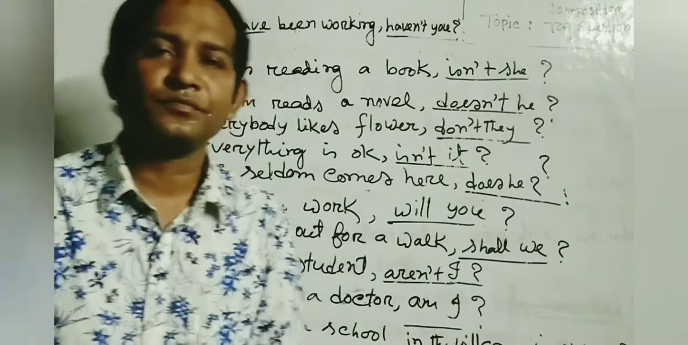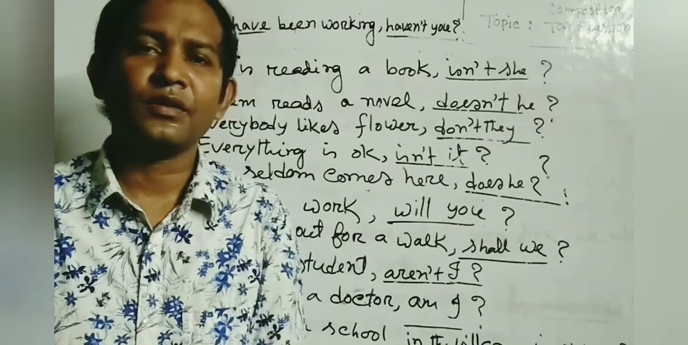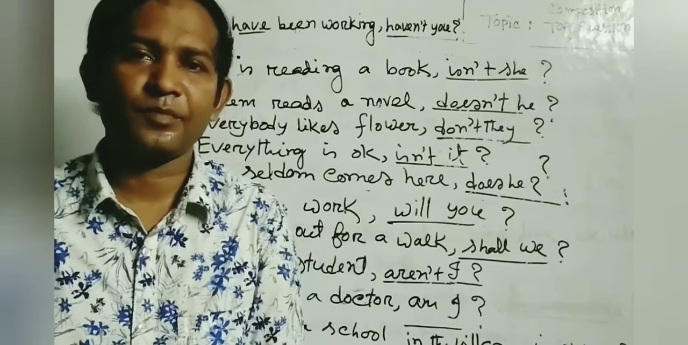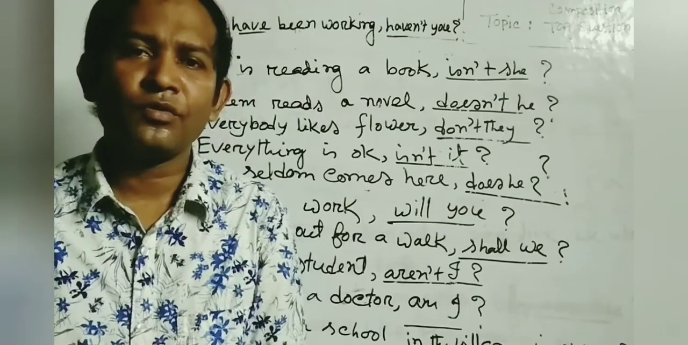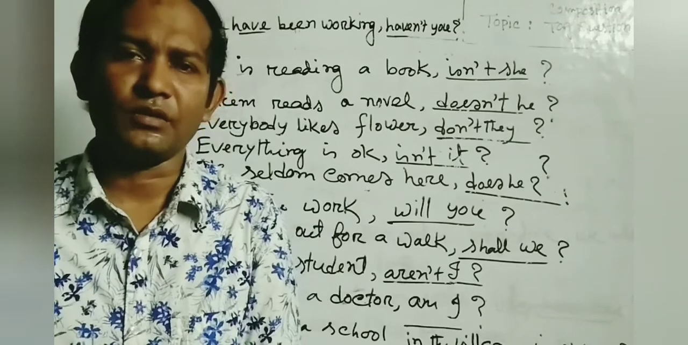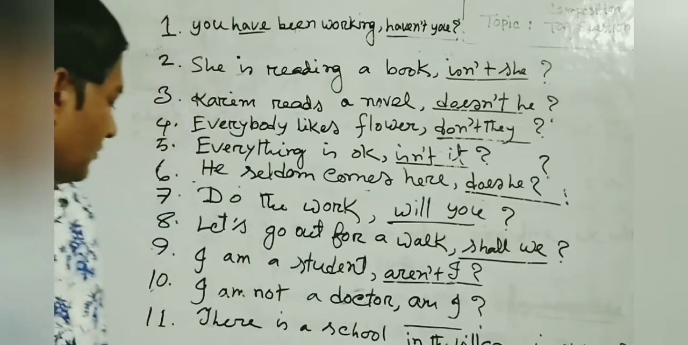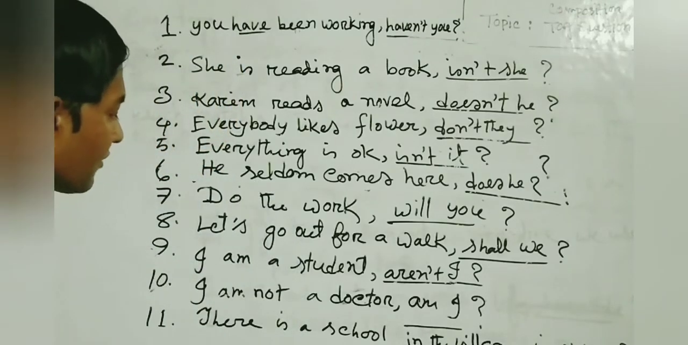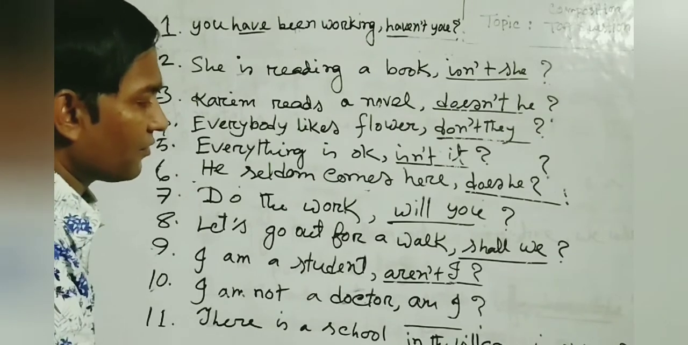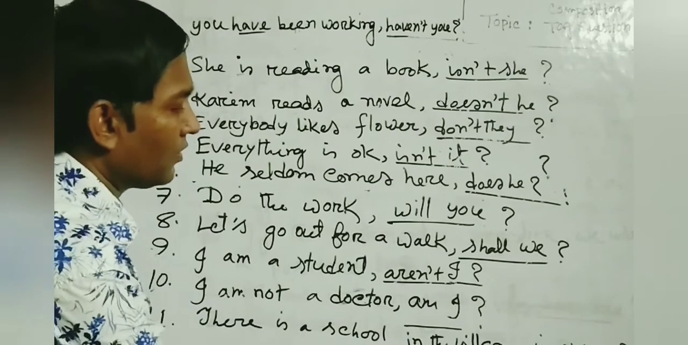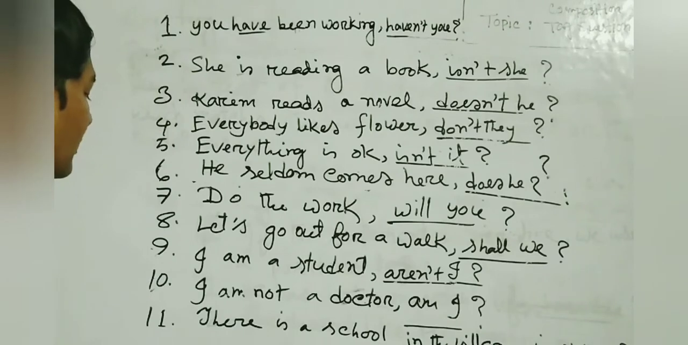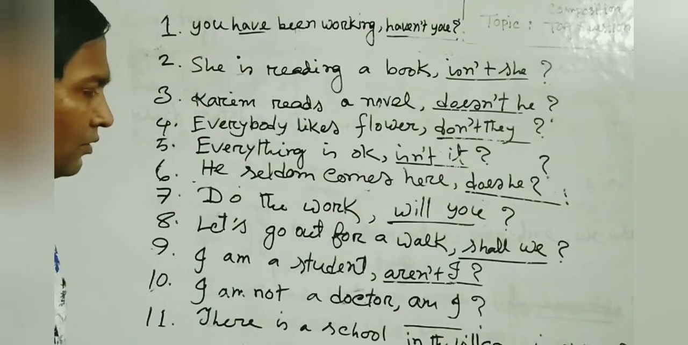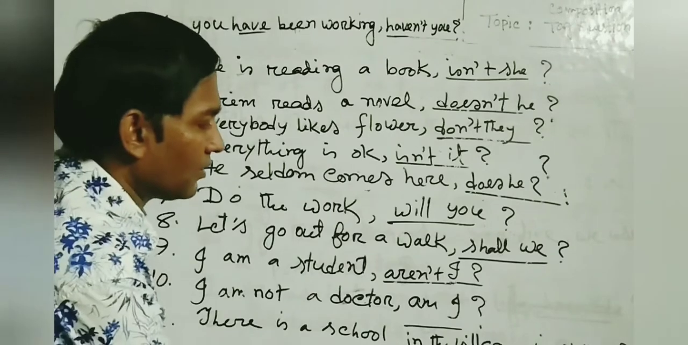Students, in sentences with there as subject, we normally use there in the tag question. For example, there is a school in the village, isn't there? The sentence starts with there as subject. The tag will be isn't there.